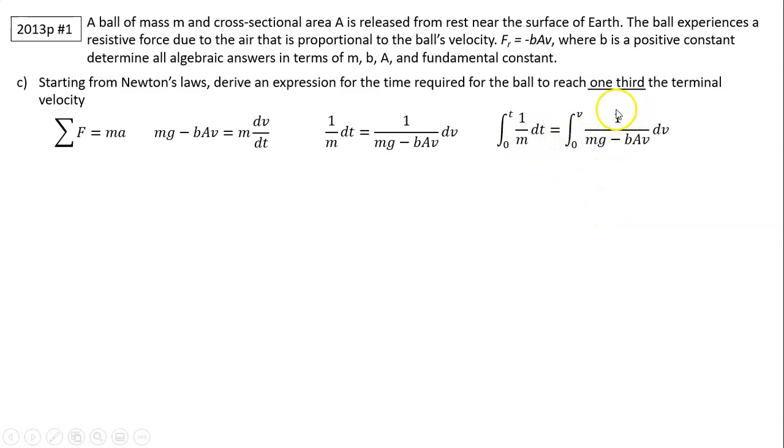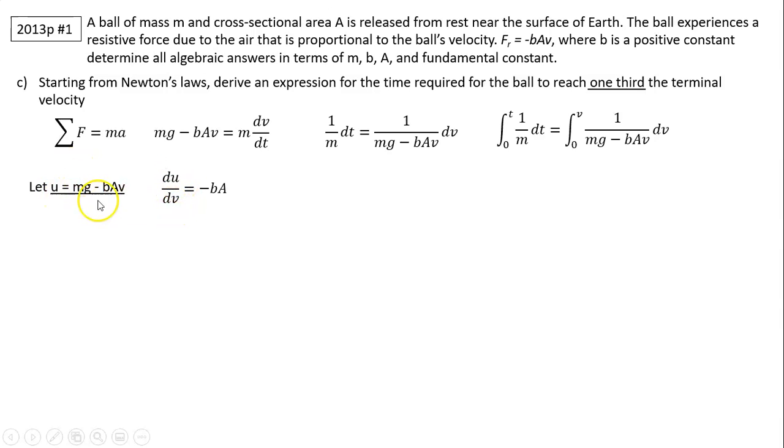So we know the integral of 1 over x dx is ln x. But these two terms, mg minus BAv and dv, look different. We have to make them the same in order to integrate. So one trick to do it is to use u substitution. Let u equal mg minus BAv. Now this term becomes 1 over u, but dv should be in terms of du.